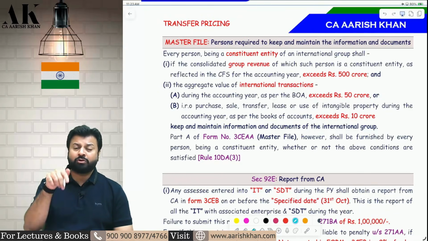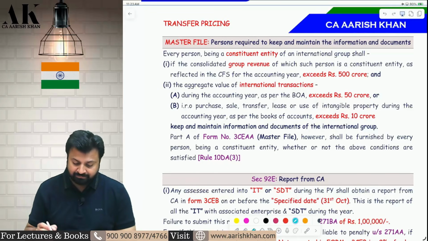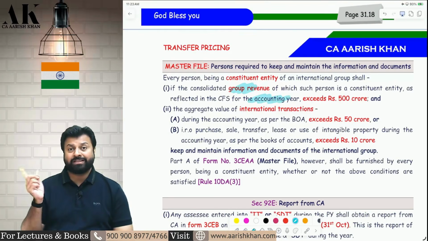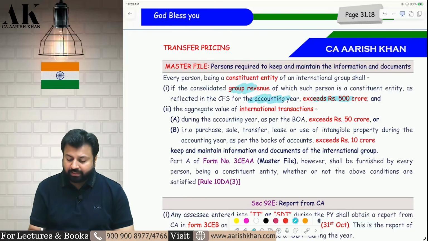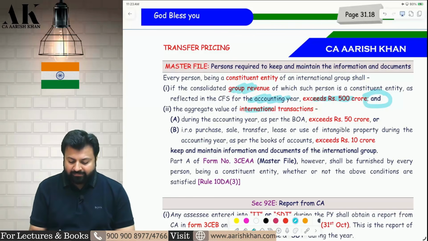Part B is applicable to those people who fulfill some conditions. So for part B, which conditions do we have to fulfill? There are two conditions we have to fulfill. The consolidated group revenue of the current year now, not last year. In CBCR, we have to check the last year revenue. But in the master file, you have to check the current year revenue. The consolidated group revenue of the current year should exceed 500 crore, and at the same time, one more condition has to be fulfilled. And the aggregate value of international transactions during the accounting year exceeds 50 crore.